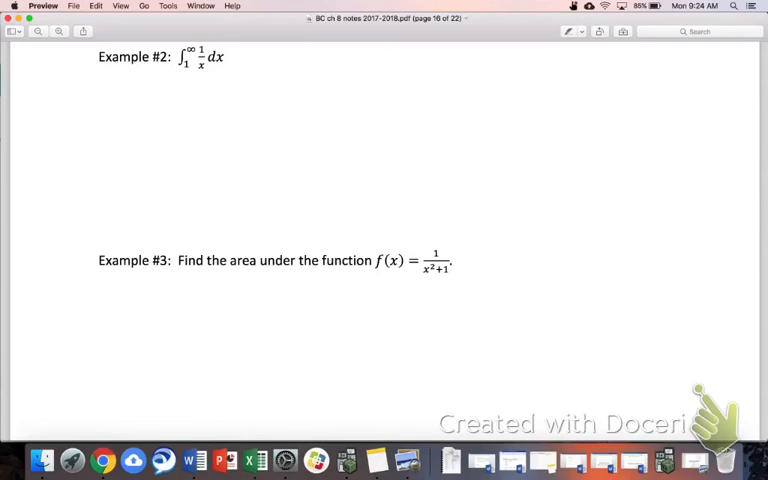Okay, so example number 2. With this one, you look at it, and again, this is a really obvious one. Hey, there's an infinity for one of the limits, and it's a dead giveaway. It's an improper integral. So we always have to start with writing limit. It's the only way to deal with stuff like this. So we're going to write limit.